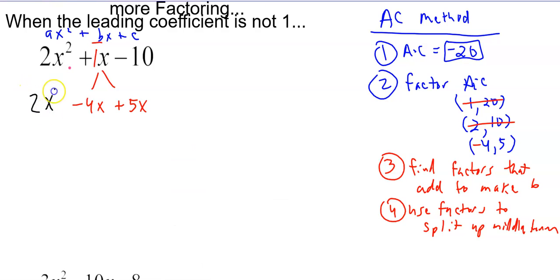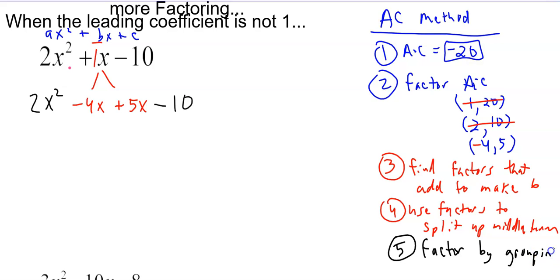We still have the 2x squared to start. We still have the minus 10 on the end. So we just split up that middle term into 2 terms using those factors that we found. Now, the last step is factor by grouping. That's how you're going to solve this because it has 4 terms.